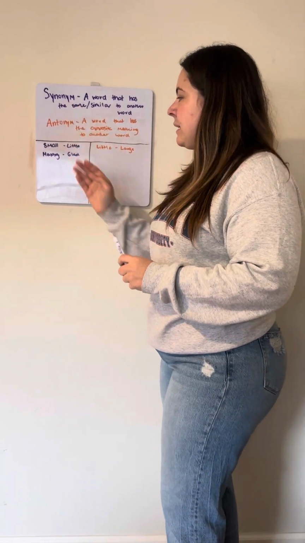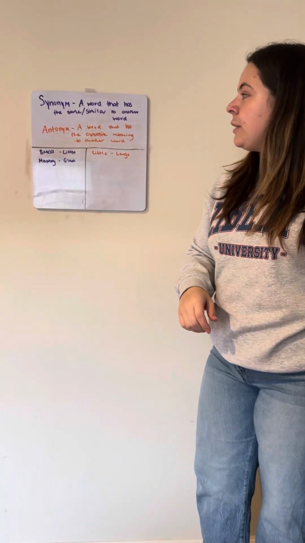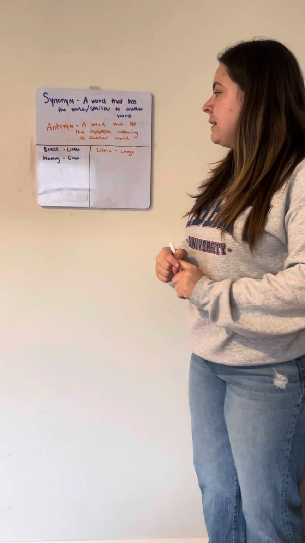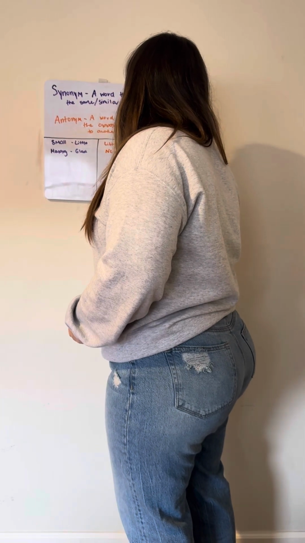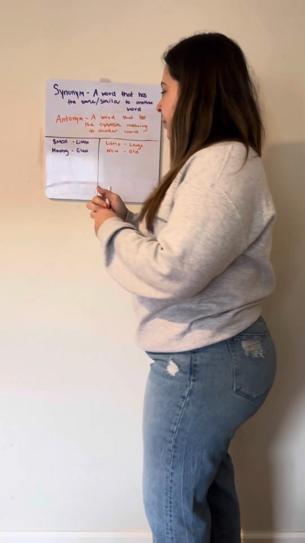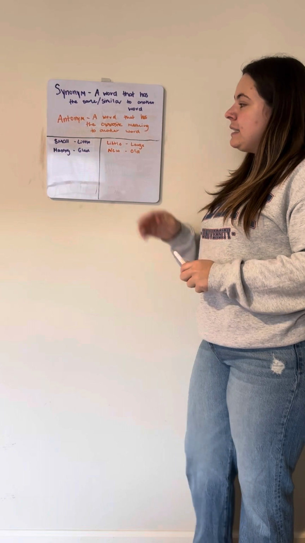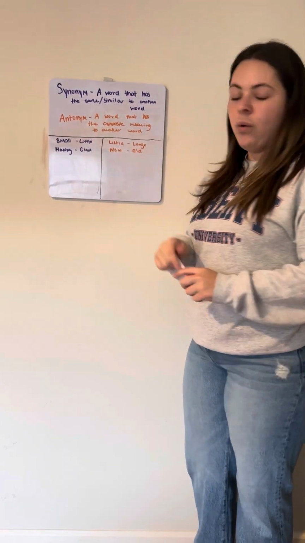Happy is a synonym to glad. All right, did we come up with an antonym we liked? New and old. New and old. New and old are opposites. New is an antonym of old.